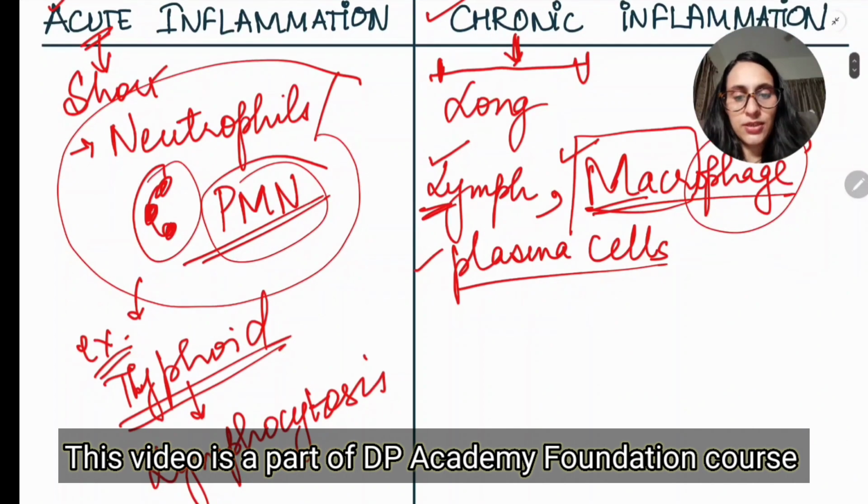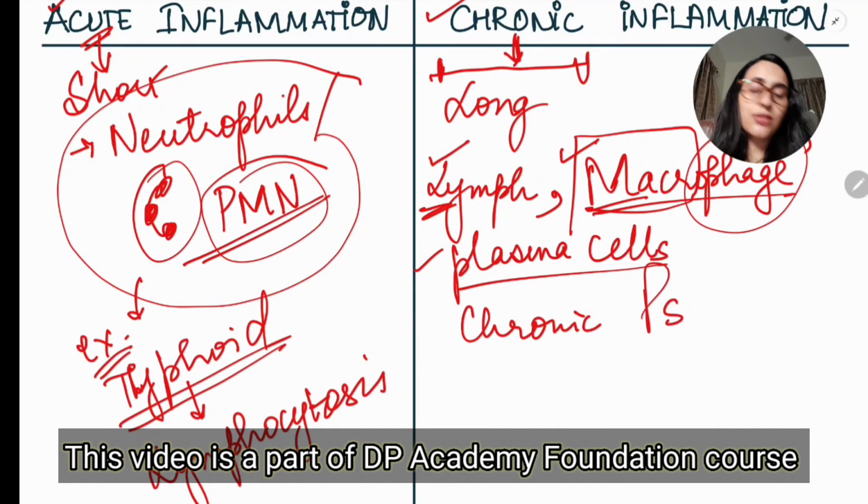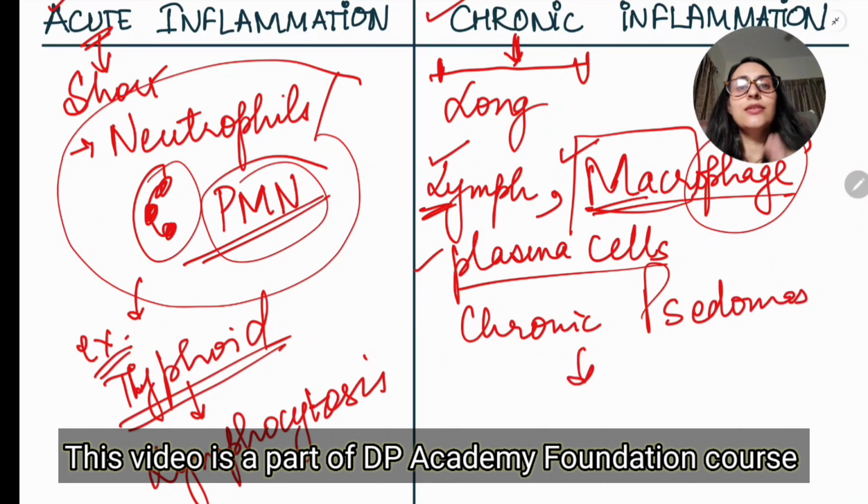We have an exception here, that is chronic Pseudomonas. Now, as the name suggests, it is a chronic Pseudomonas infection. So chronic Pseudomonas shows neutrophils. It indeed shows the sign of acute inflammation. What is the cell of acute inflammation? It is the neutrophil. So chronic Pseudomonas is a chronic disease that shows the sign of acute inflammation. Why? Because it shows the presence of neutrophils, and neutrophils are seen in acute inflammation.